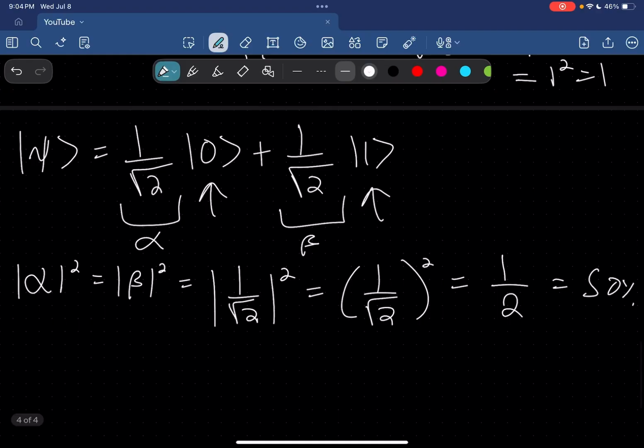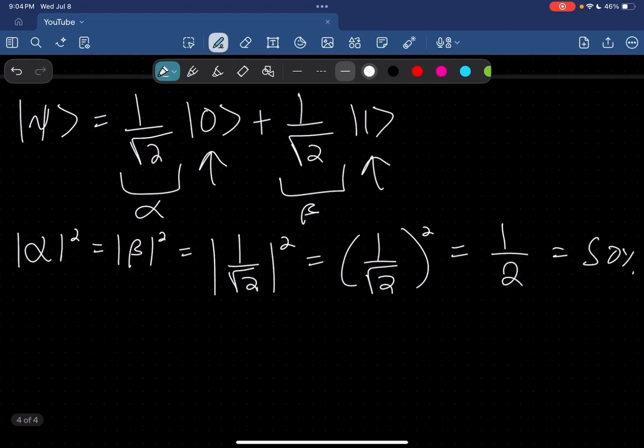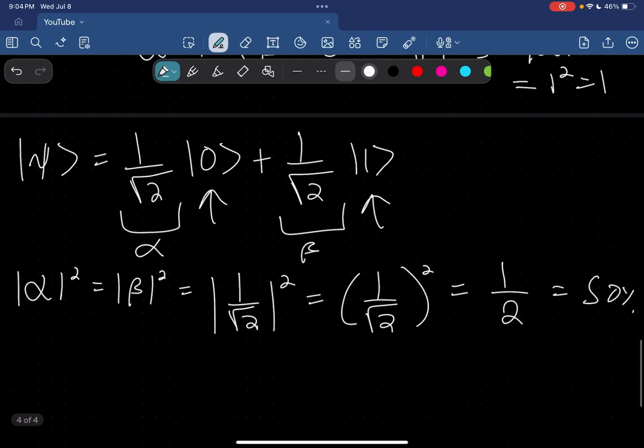So this qubit is in a perfect superposition of 0 and 1. When we measure it, we're going to measure a 0 half the time, we're going to measure a 1 half the time. And this state is canonically referred to as ket plus, just a heads up.